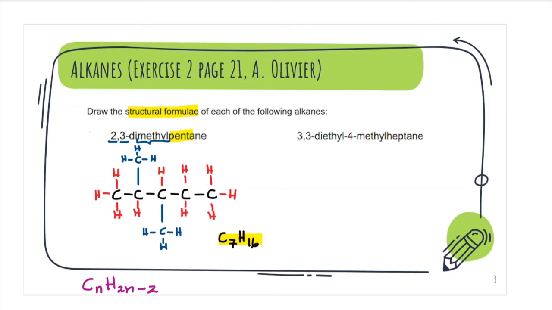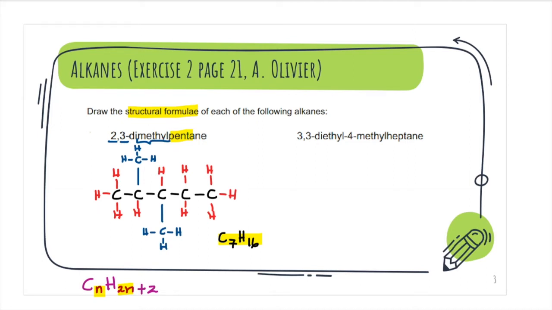Now, although the question does not require it, I have written out the molecular formula of 2,3-dimethylpentane, and I would like to use this to explain to you how the general formula works. The general formula of the alkanes is CnH2n+2.